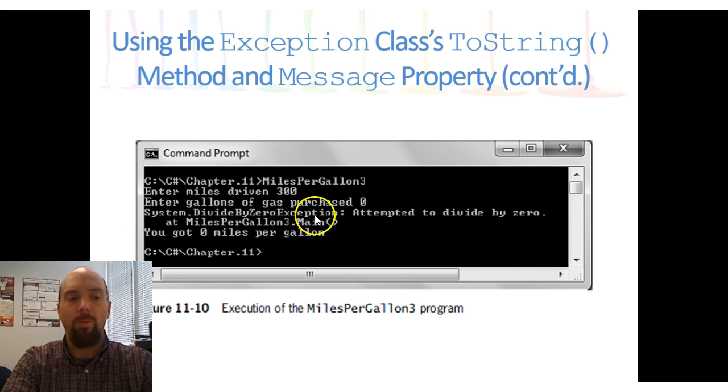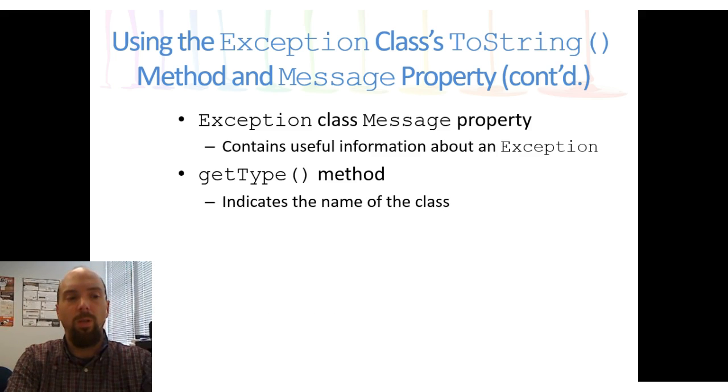That is what actually threw the exception, or that's what we threw the exception to. And then the actual error is that they attempted to divide by 0. This is the message. This is what we want to display to the end user. So we're going to use the message property, and then we can also use the getType method to figure out what the type of error was.